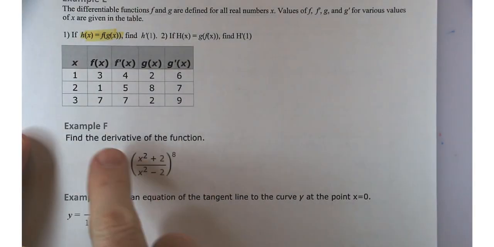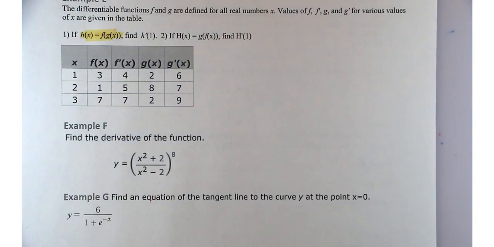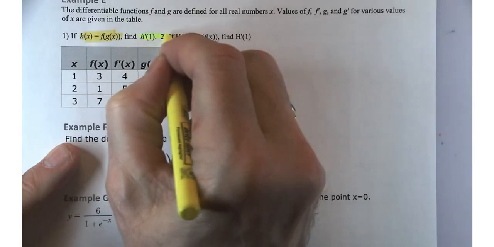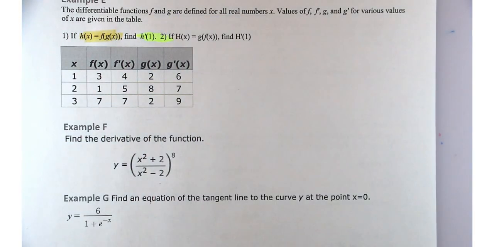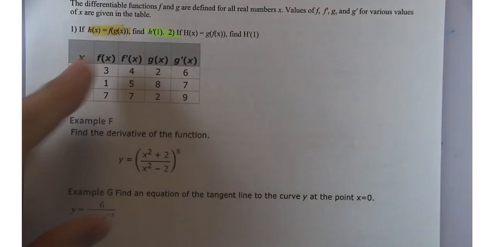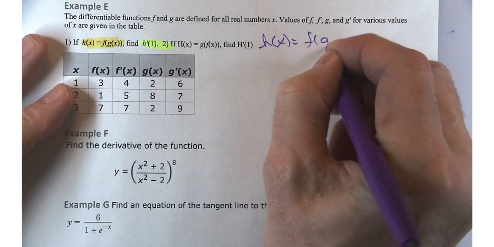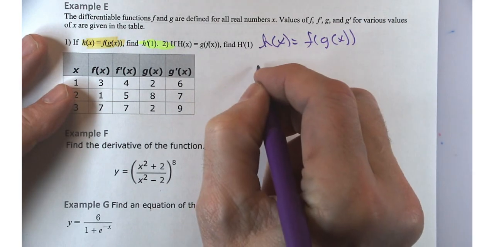So let's see. We want to find h prime of 1. So that's our goal here, is to find h prime of 1. And h of x is f of g of x. H of x equals f of g of x.